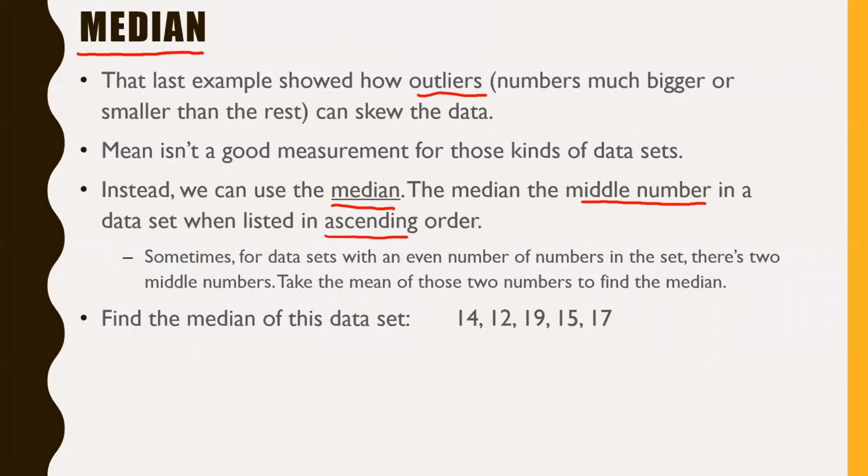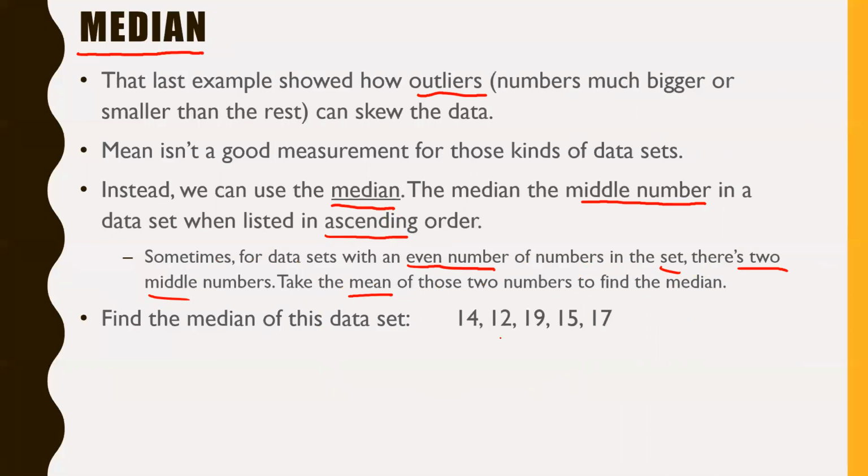Sometimes for data sets with an even number of numbers in the set, though, there's 2 middle numbers. When you have that situation, you can't have 2 different medians. You actually have to take the mean of those 2 numbers to find the median. So that was why we learned about mean before we learned about median, because sometimes, if you have an even number of numbers in your set, you actually have to find the mean of the 2 median numbers. It's kind of weird. We'll see an example of that in just a second though.